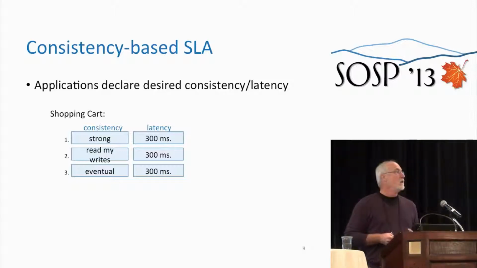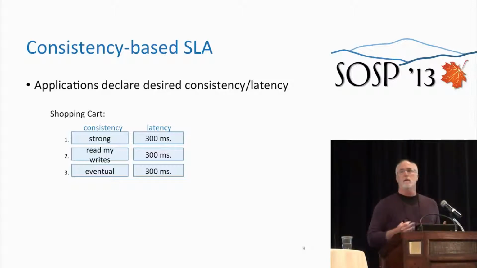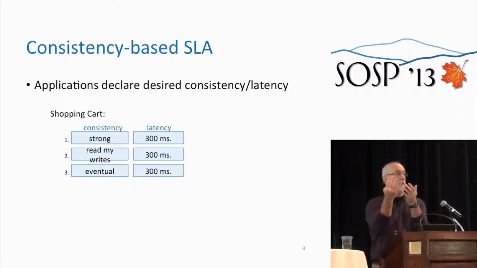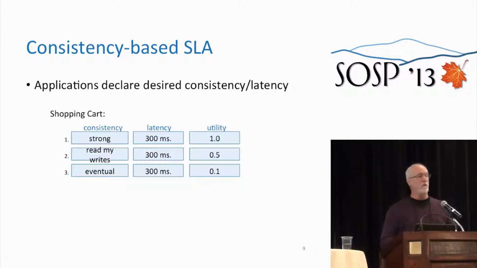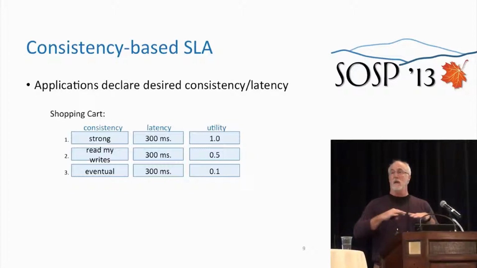Okay? So in general, a consistency-based SLA is an ordered sequence of pairs of consistency paired with a latency that's provided by the application developer based on the application semantics. And there could be any arbitrary number of these. We also allow the application developer to tell us the relative value of each of these choices. First of all, I should say that each of these pairs is what we call a sub-SLA.